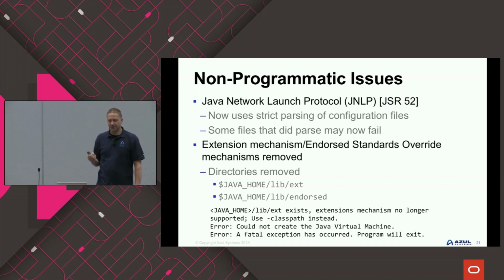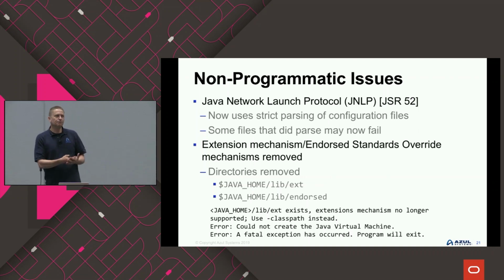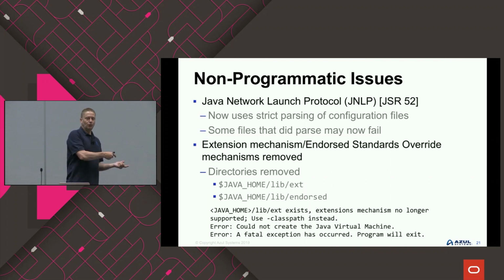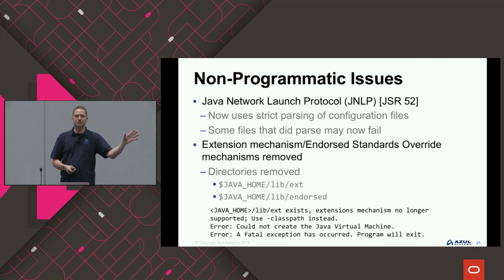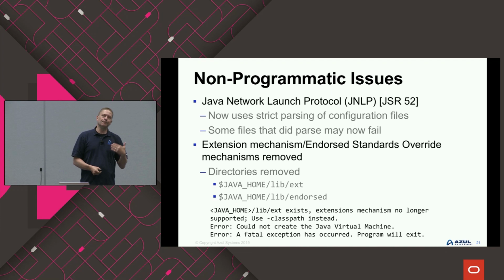non-programmatic issues in JDK 9. The Java Network Launch Protocol, which is used by Java Web Start, was still available in JDK 9, and they changed it to using strict parsing of the configuration files. Essentially, that would only have an impact if you had done some rather lax syntax in your JNLP file, and it might not parse in JDK 9, whereas it would parse in JDK 8.